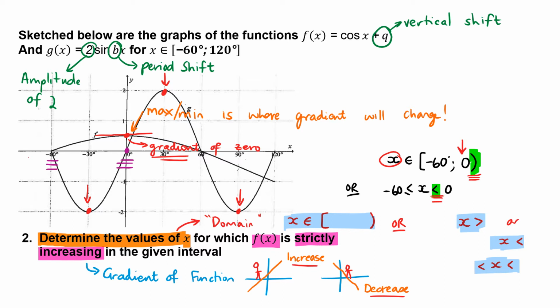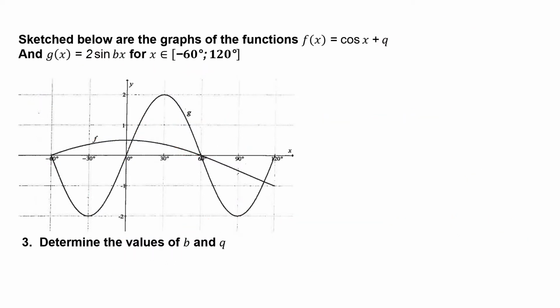Let's then go ahead and have a look at question 3. So for question 3 here, it says, determine the value of b and q. So we already said earlier that q referred to a vertical shift. And we also said that whenever we're trying to find these values, if you watch the video on theory, we would need to compare what we're given with the basic function. So in this case, the basic function would be y is equal to cos of x.